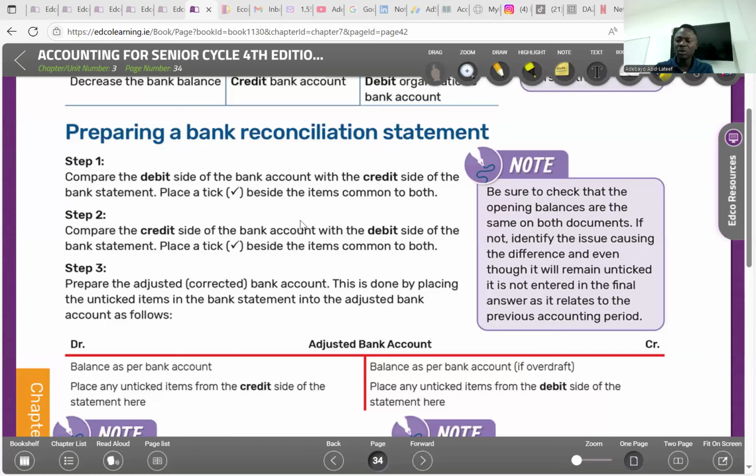And as soon as that is done, when you place a tick on those items that are common, the items that are left unticked will now be used to prepare the adjusted bank account. So then you prepare the adjusted bank account.